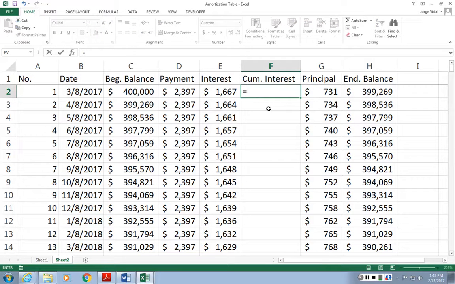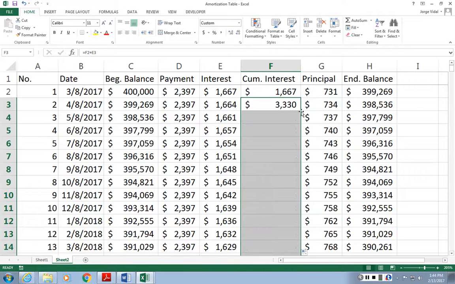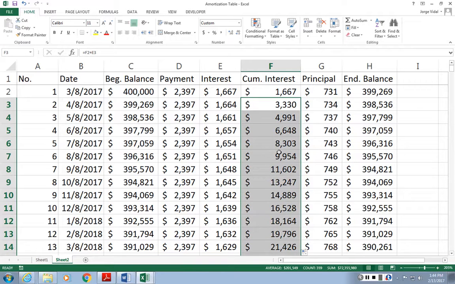In payment number 1, it will be simply that payment, equal to E2. But the following one will be equal to what? How do you find the cumulative interest of the two payments? So it would be the cumulative plus the new interest payment. And then it's going to be the same all the way to the bottom, so you can double click. And so that column will tell you how much principal you have, how much interest.